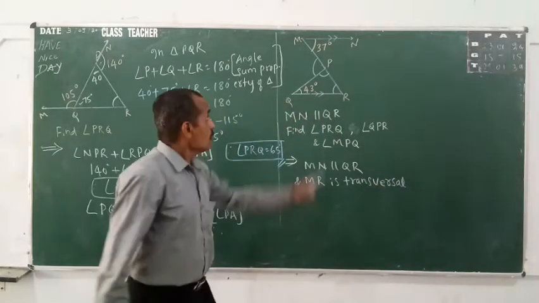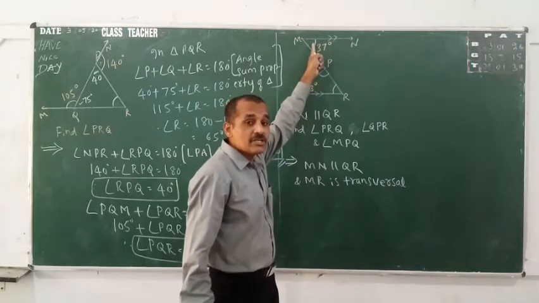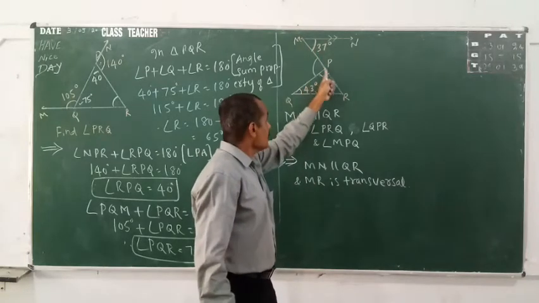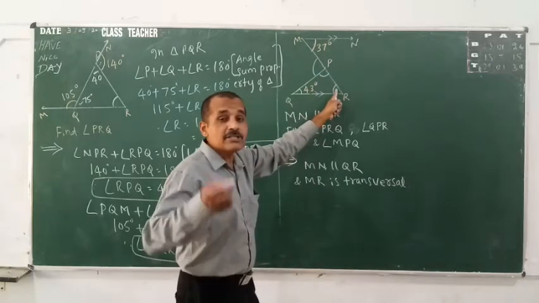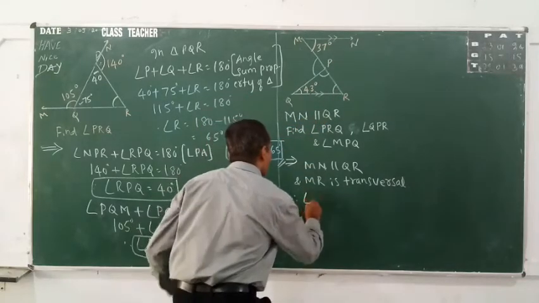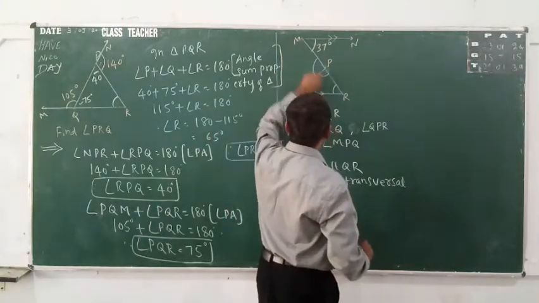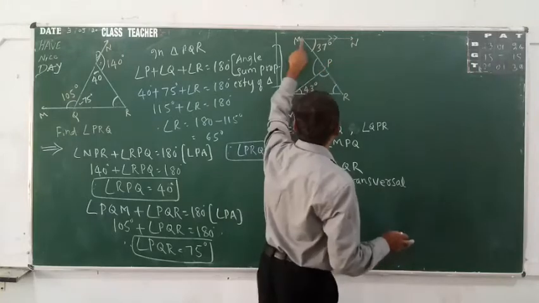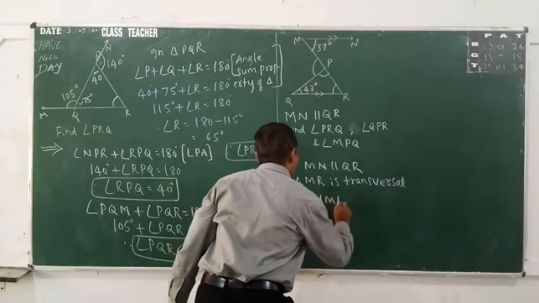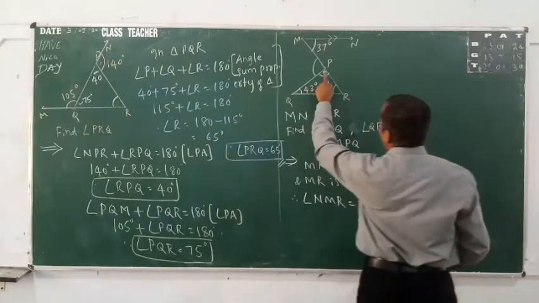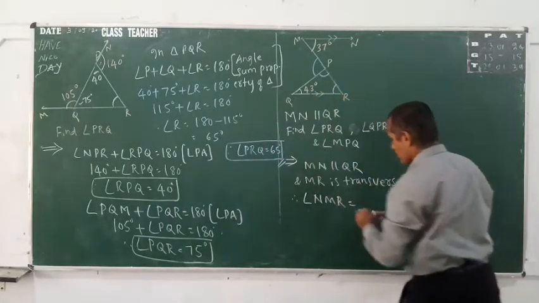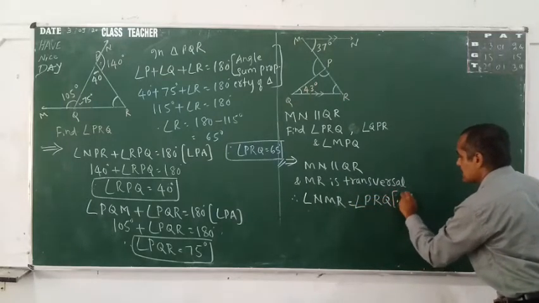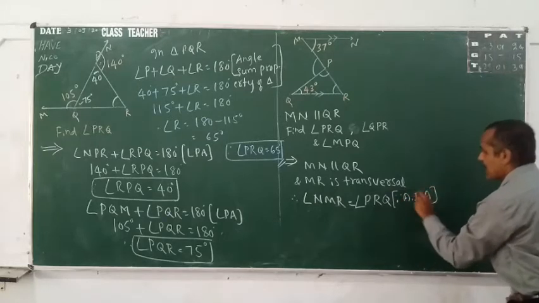MR is a transversal. So, when this is 37, my dear children, can you see this is also 37? Why? Parallel lines, a transversal. So, these two are called alternate interior angles. I will write: therefore, angle NMR or NMP, one and the same, no problem. Angle NMR is equal to angle PRQ. This is because the reason is alternate interior angles.